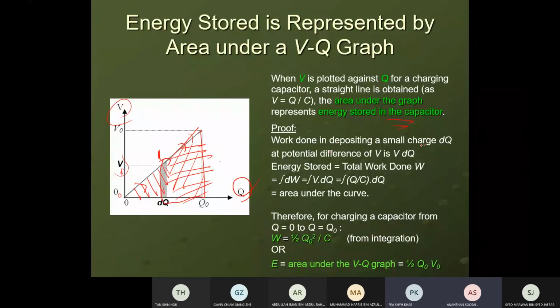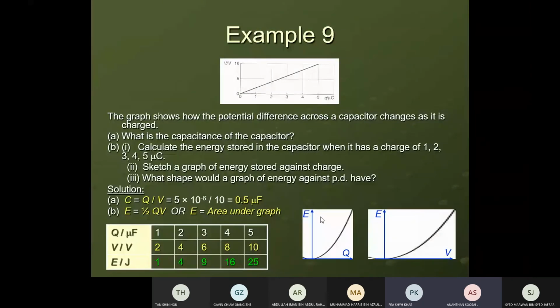So work done depends on a small charge Q, energy stored. Therefore, for charging a capacitor from 0 to Q0, this is the energy needed to be stored. Okay. You see above one example. There is one capacitor charged from voltage 0 to 10, and the charge stored was 5 microcoulomb. Okay, so what is the capacitance of the capacitor?